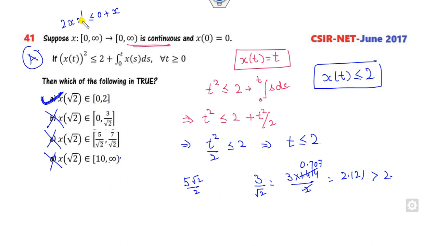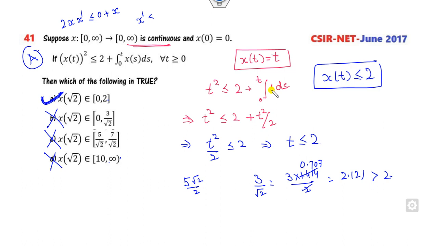x' will be, I think, what is that? It is x of t, 2x x'. That you can simply simplify. That is also a correct manner in which you can solve.